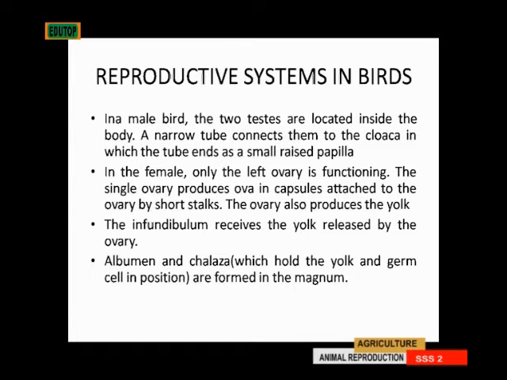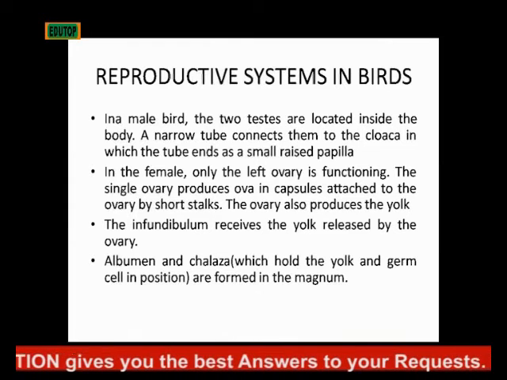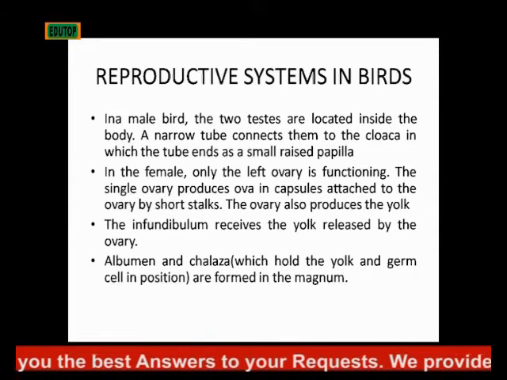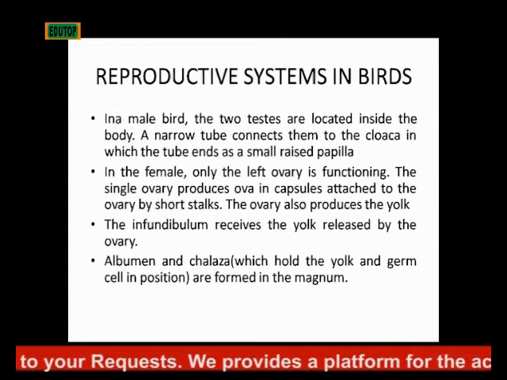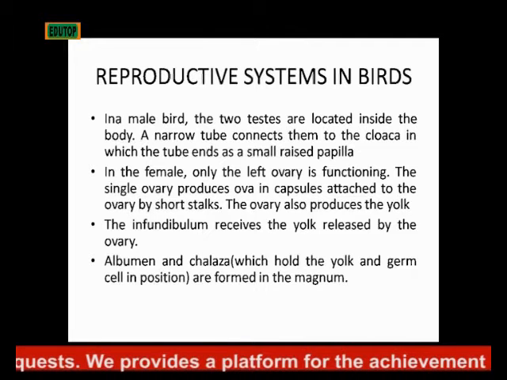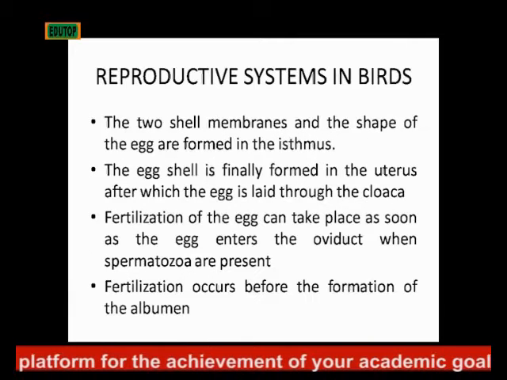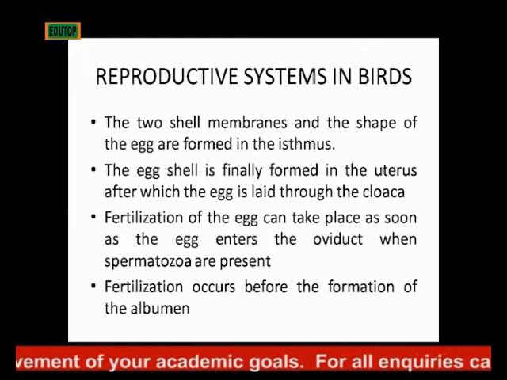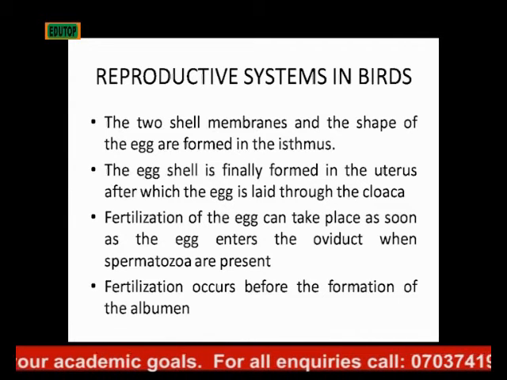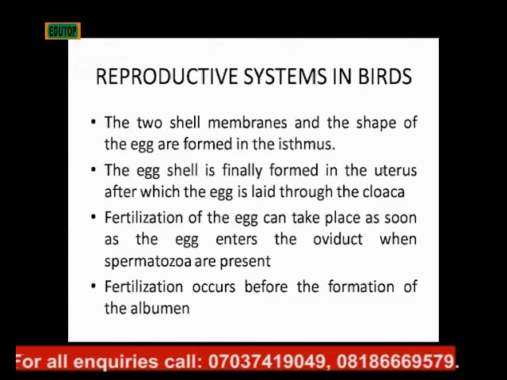In the female, only the left ovary is functioning. The single ovary produces ova in capsules attached to the ovary by short stalks. The ovary also produces the yolk. The infundibulum receives the yolk released by the ovary. Then albumen and chalaza, which hold the yolk and germ cell in position, are formed in the magnum. The two shell membranes and the shape of the egg are formed in the isthmus. The egg shell is finally formed in the uterus, after which the egg is laid through the cloaca.